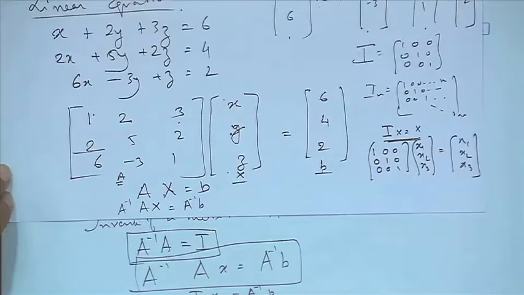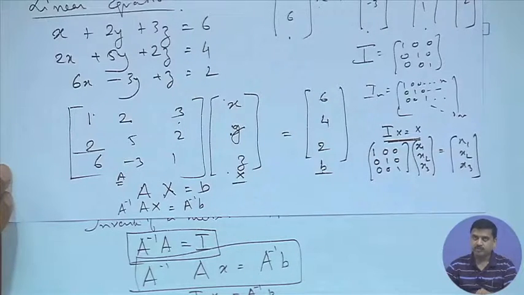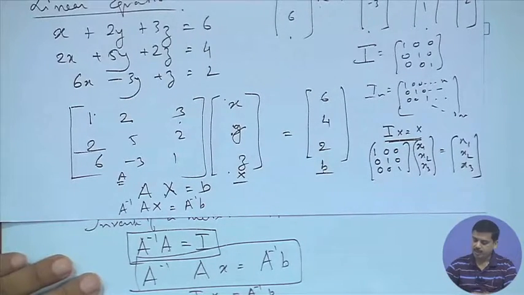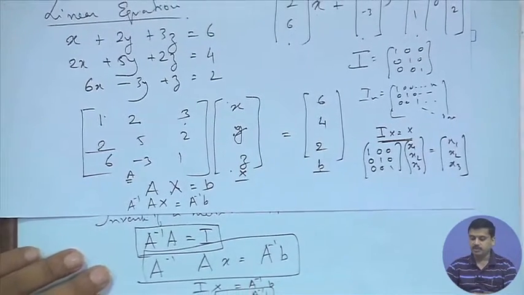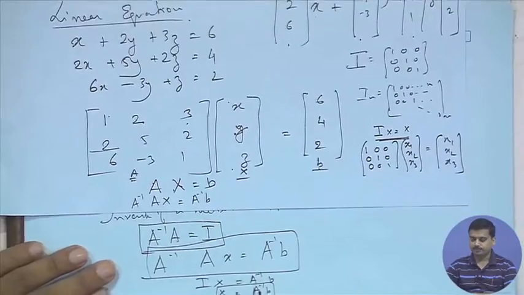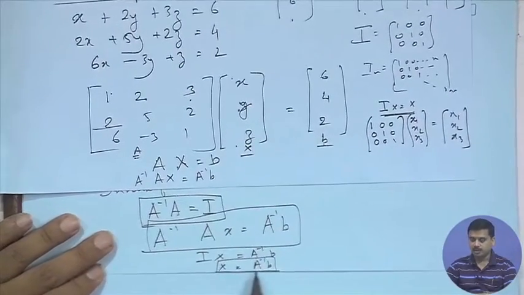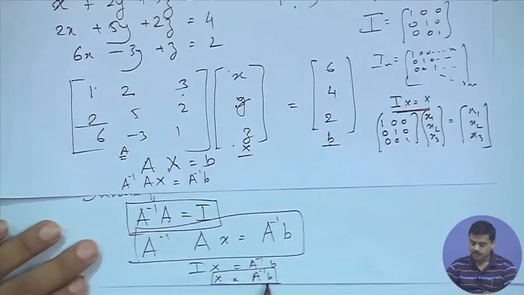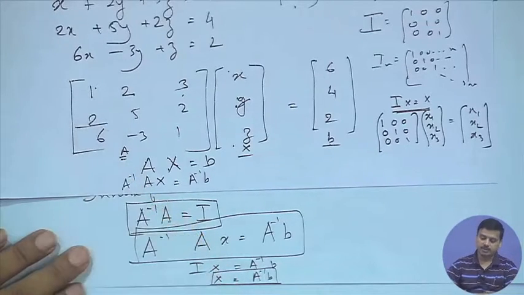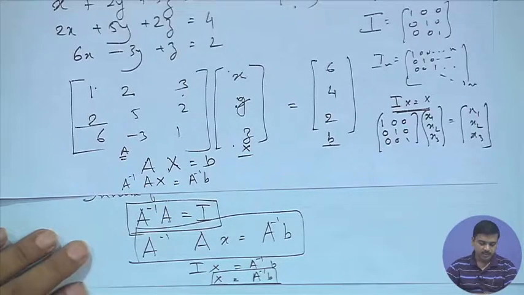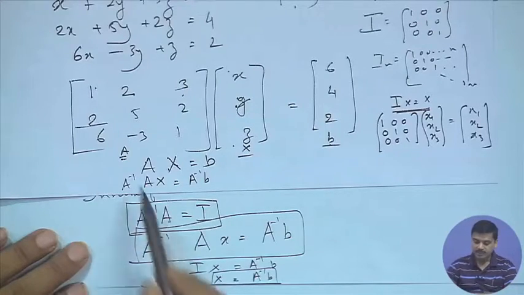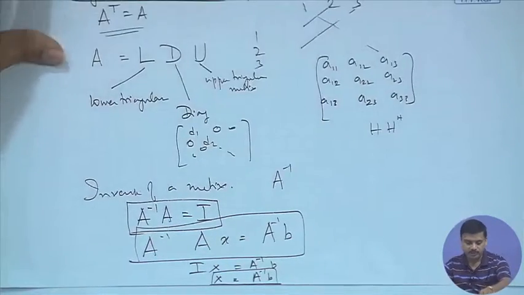So if the inverse exists, we have the solution to the set of equations as X equals A inverse B. And if the inverse exists, this is a unique solution to this particular problem as described by this set of equations. So inverse is very, very useful. If the inverse exists, we can use it to solve a set of linear equations.